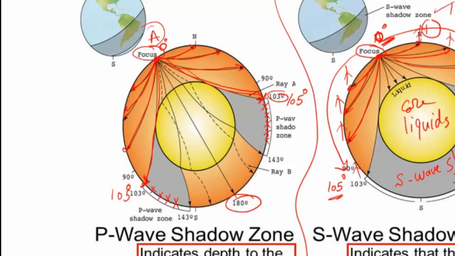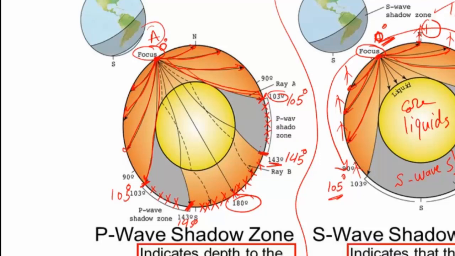But it's not going to continue to the end. When they reach an angle of 145 degrees, or in some textbooks 143, and on the other side the same, 145 degrees, it returns back. The P wave returns back, and any station in this area can sense the P wave again.